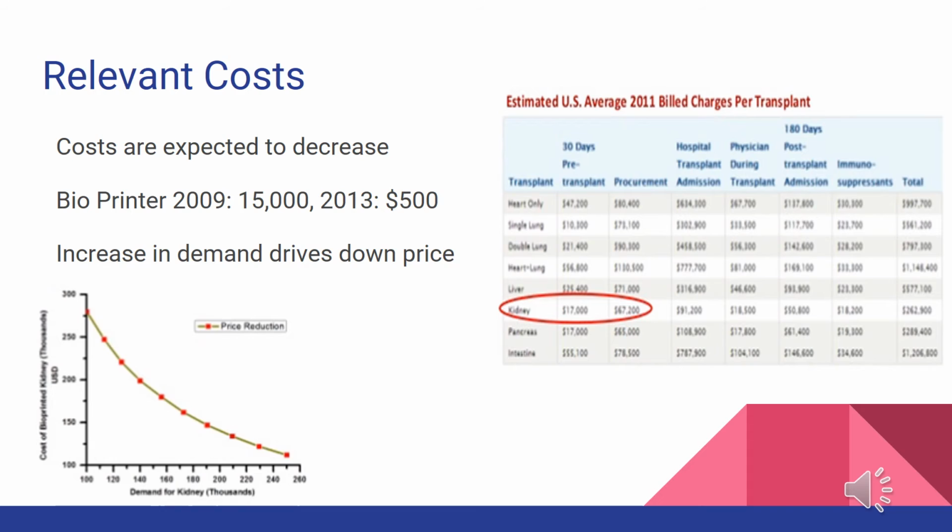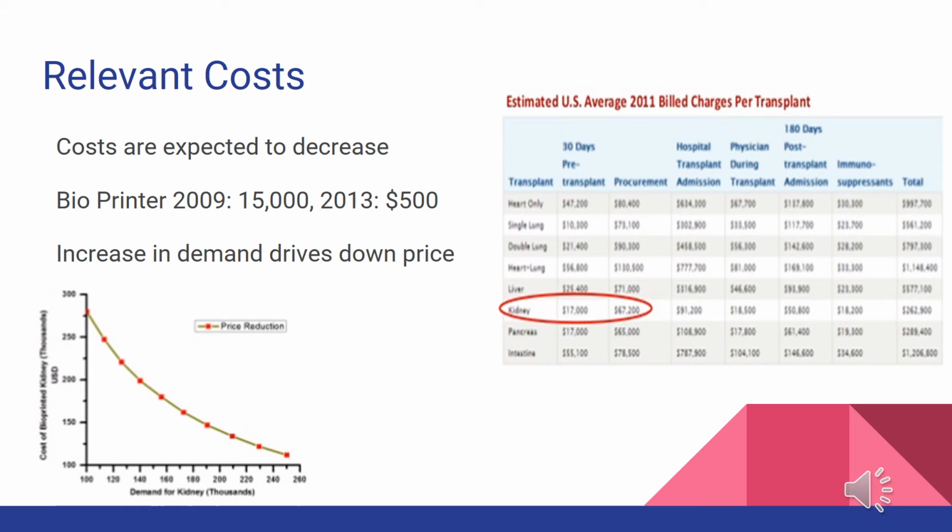So as with any new medical innovation, there's obviously going to be costs involved. So the lowest cost is for a kidney print. That's at around $262,000 at the end of the day. And the highest we see is at $1 million with heart printing. Obviously, the more complex the organ, the more expensive it's going to be.